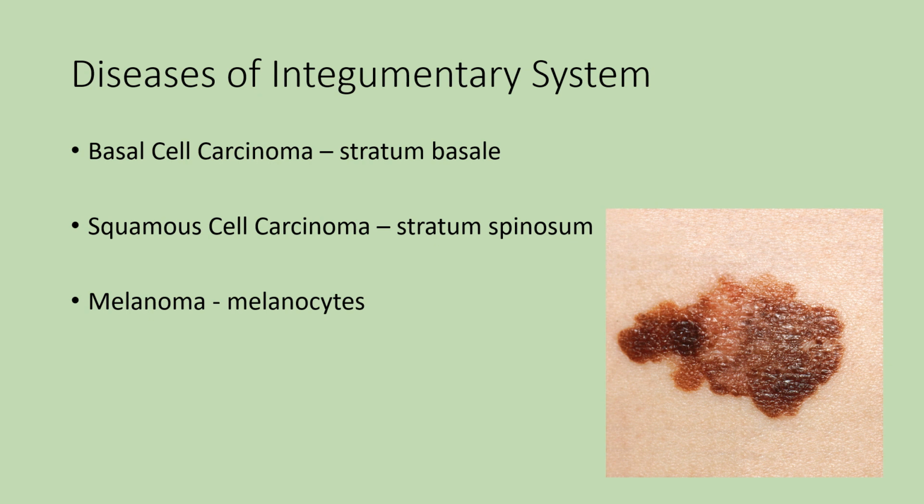Squamous cell carcinoma originates in the stratum spinosum, and it can metastasize, so you definitely want to get this one treated. You want to get any of them treated, obviously. Melanoma is the most severe. It can definitely metastasize. Sometimes it can be aggressive. It originates with the melanocytes. This is an example here of melanoma. It can take on several different appearances.